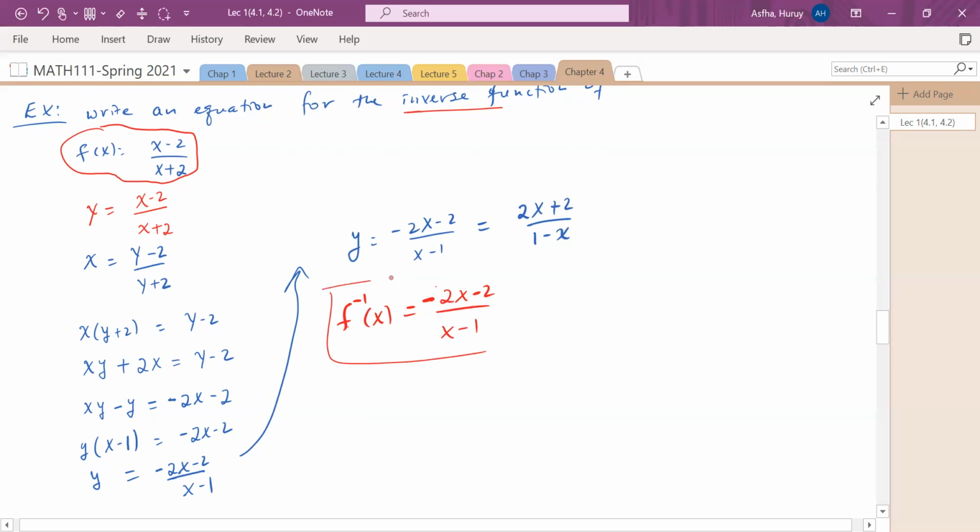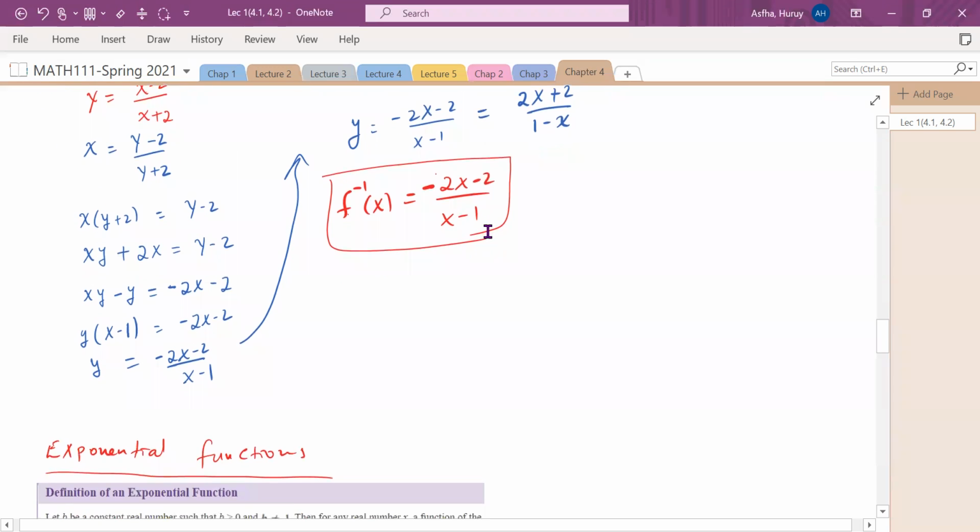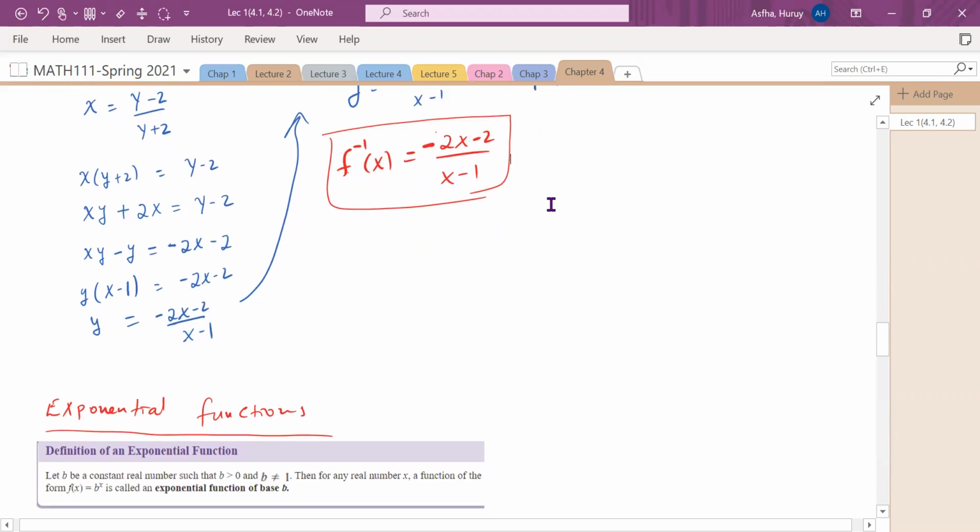Okay, so this is the inverse function of this one, and you can test this to check whether this is the actual inverse or not. Okay, we can use the properties using the composition of the inverses to see whether this is indeed the inverse or not.